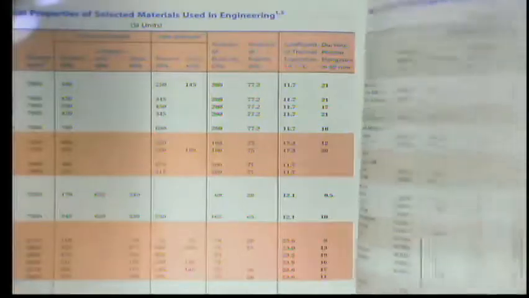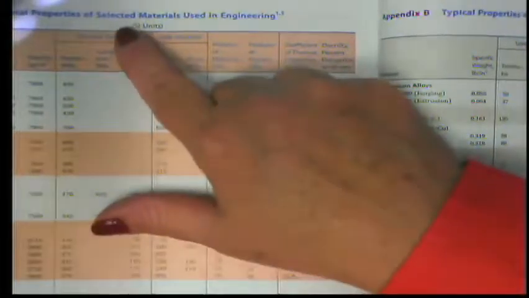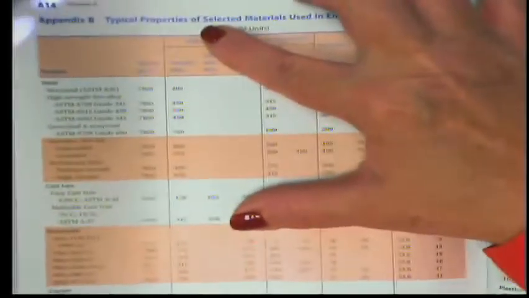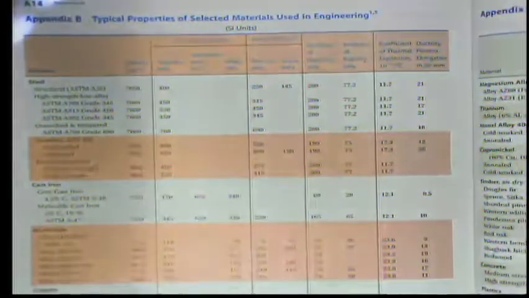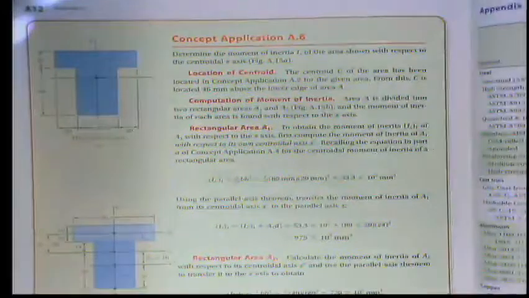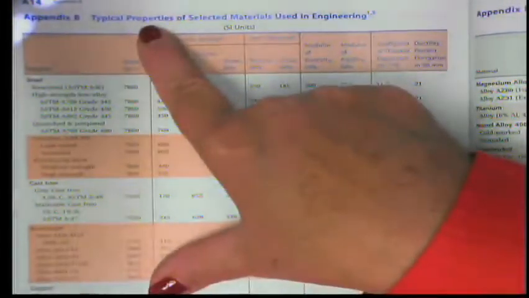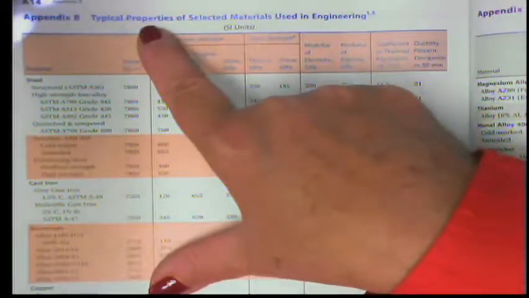But basically, if we take a look at our textbook, and there are some abbreviated tables here, but in the appendices of your textbooks, there are property tables for different types of material. Okay. And so this is Appendix B. It doesn't even give a page number, so we just have to go back to Appendix B. But basically, the table is called Typical Properties of Selected Materials Used in Engineering.